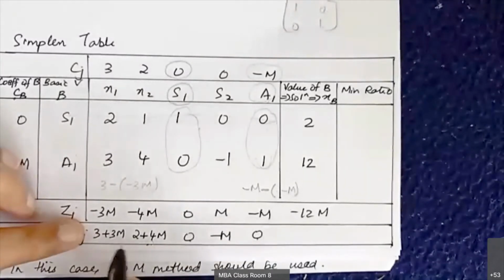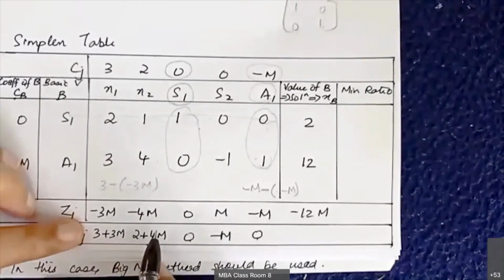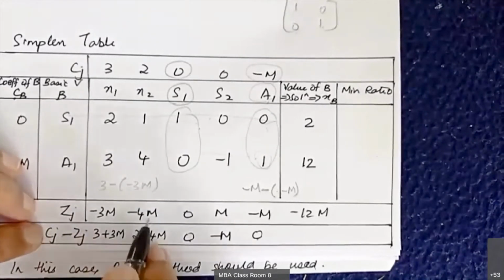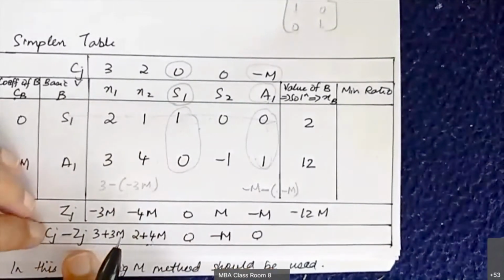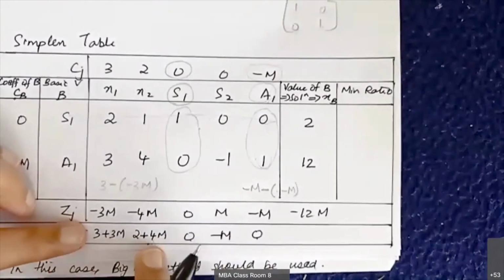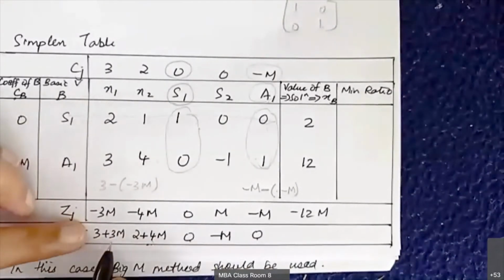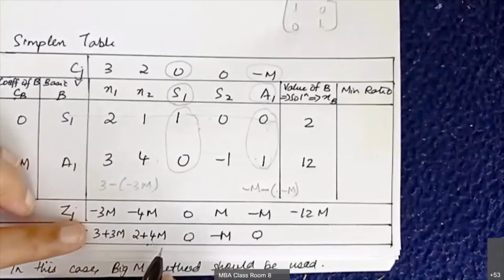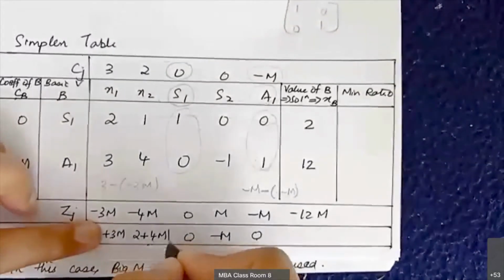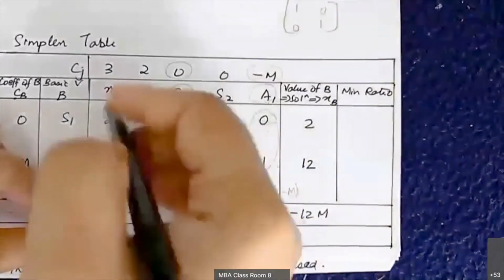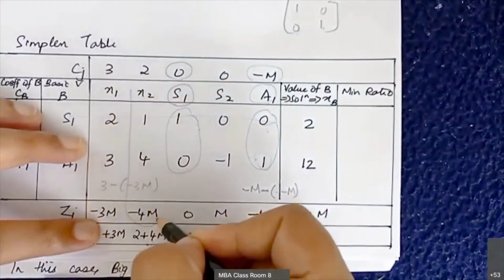Now we have to decide which one is more positive. Correct? Because for Cj minus Zj, we have to select the column based on the most positive value. So in our case, can you tell me which is the most positive number? Is it 3 plus 3M or 2 plus 4M? Very good. It is 2 plus 4M because we need to consider only the coefficient of M here. Here we have 3, here we have 4. 3 is less than 4, so 2 plus 4M is the bigger value. So we will take this as the incoming vector.